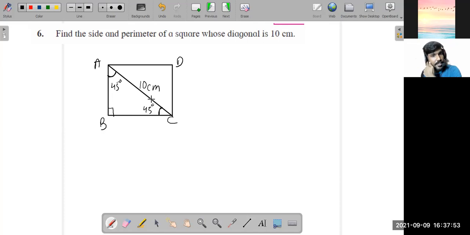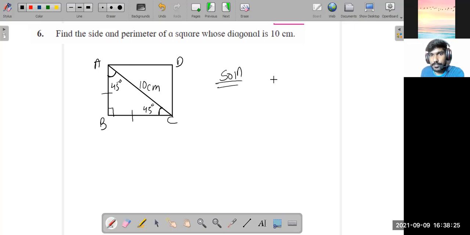It definitely cannot be 60, because what are all the angles in a square? 90. That means this is 90, right? This is 90, and this here is half of 90. So it is also 45. And all the sides are equal, so these sides are also equal. So this is equal to this. So we can use the 45-45-90 degree theorem.